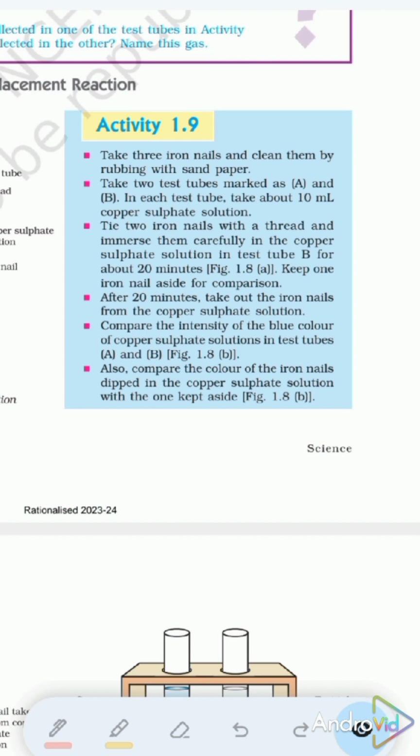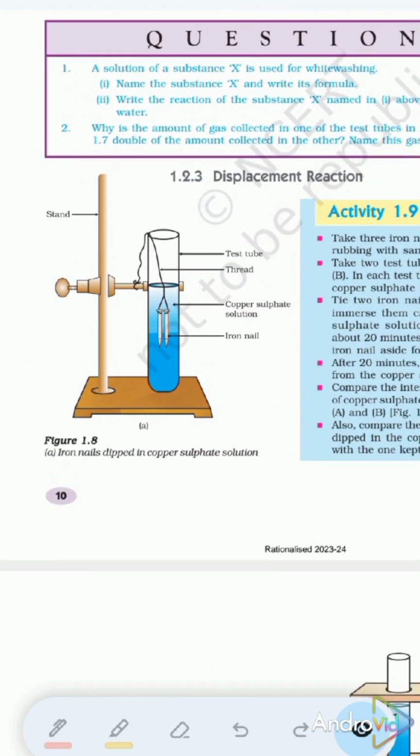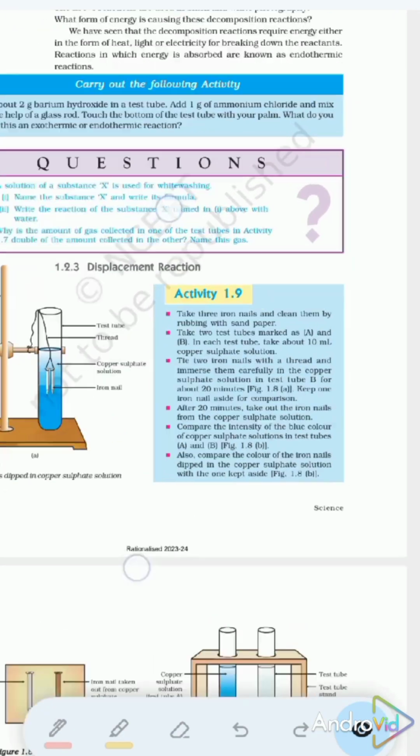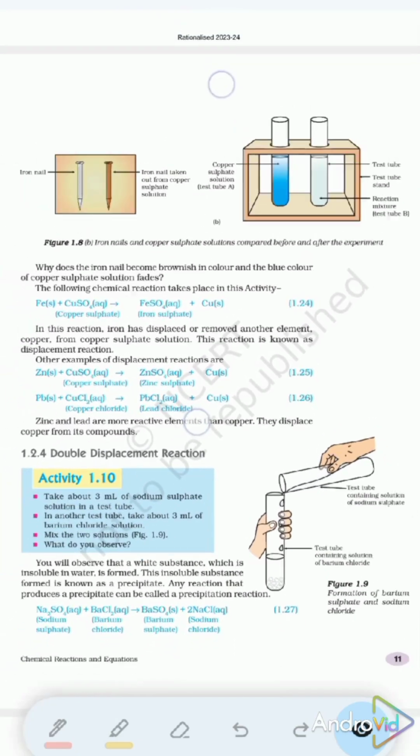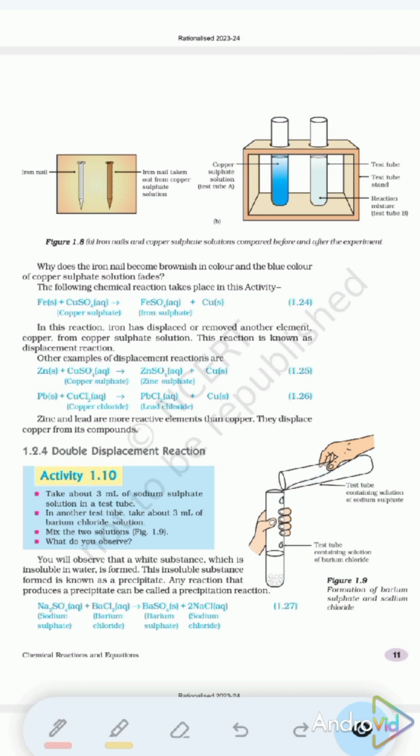After that, we have to compare the intensity of the blue color of the copper sulfate solutions in test tubes A and B. If we see figure 1.8a, here they have shown that iron nails are dipped in copper sulfate solution. Now in 1.8b, there are iron nails, one normal and another taken out from the copper sulfate solution. Copper from copper sulfate is getting displaced and copper is deposited on the iron nail, and hence the color of the nail turns brown, right?